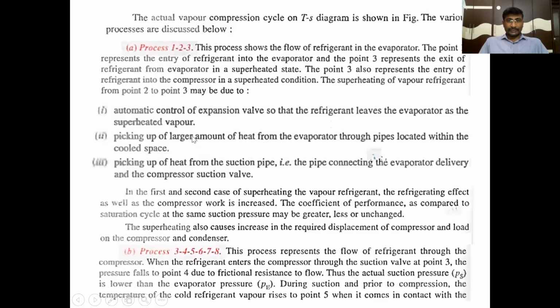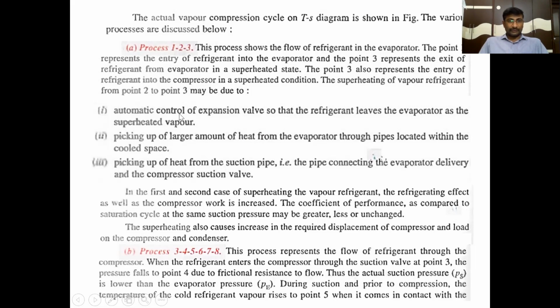First two conditions. These first two reasons increase the refrigeration effect, but the third one is not involved in increasing the refrigeration effect. In the first and second case of superheating the vapor refrigerant, the refrigeration effect as well as the compressor work is increased. The coefficient of performance as compared to the saturation cycle at the same suction pressure may be greater, lesser, or unchanged based on the refrigeration effect and work consumption.